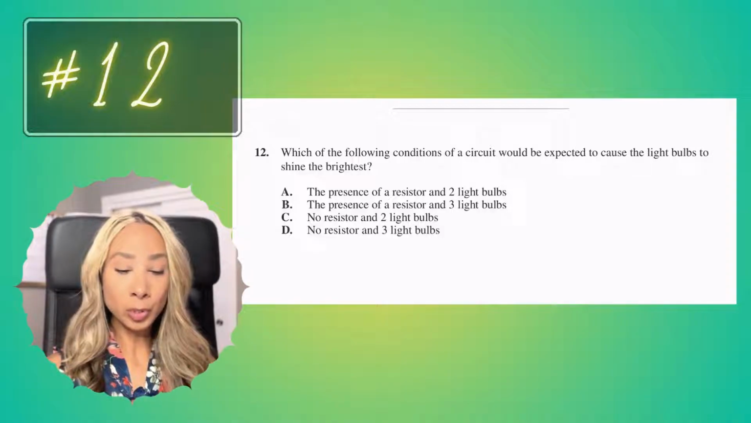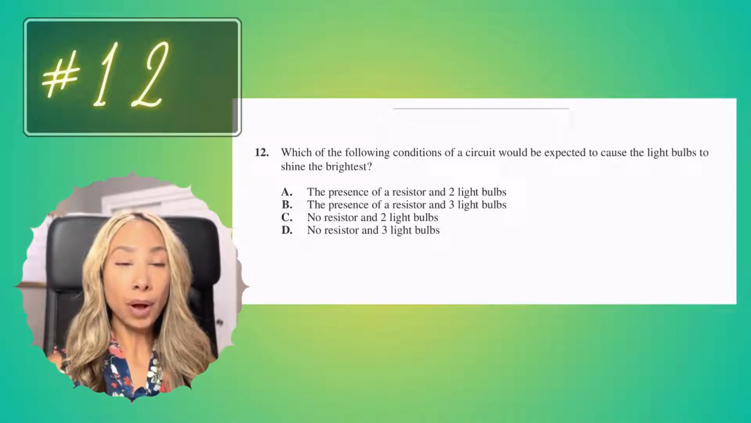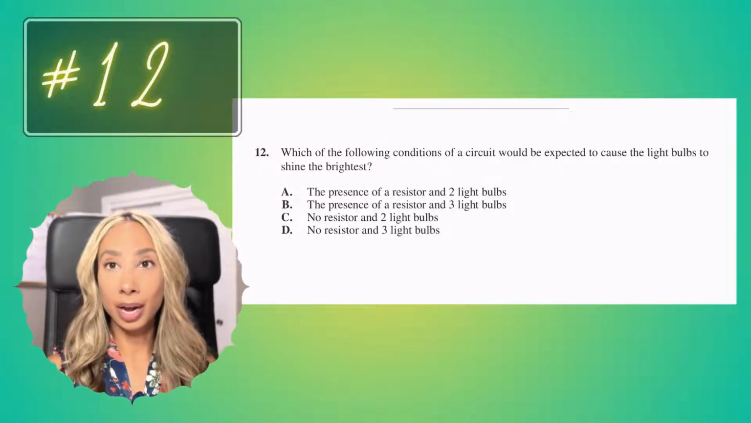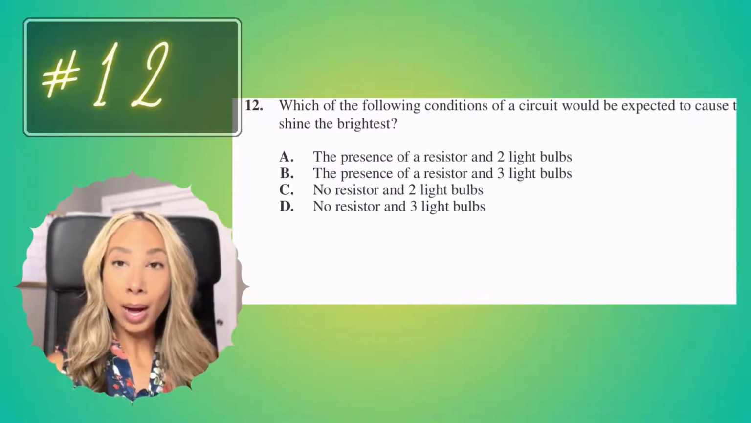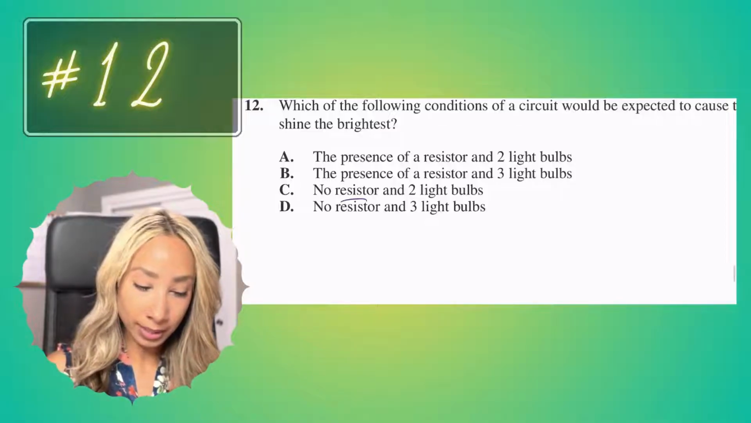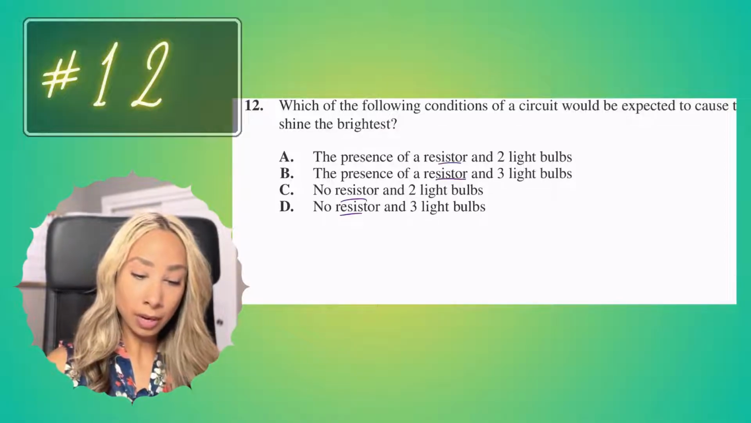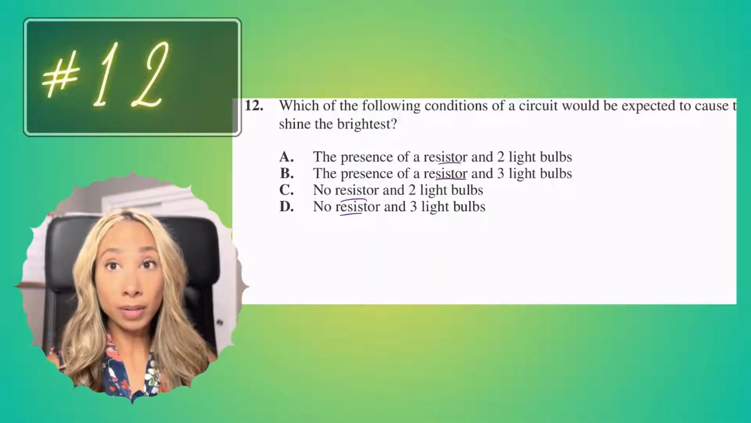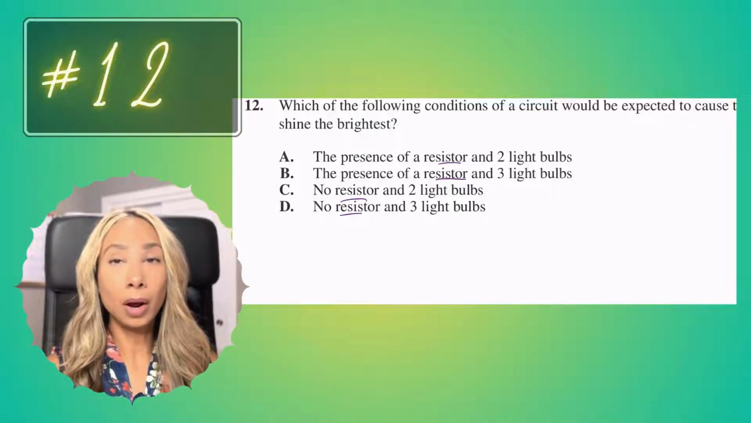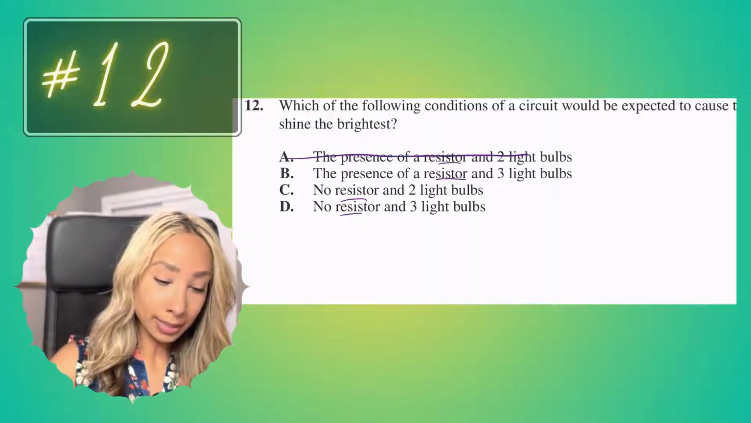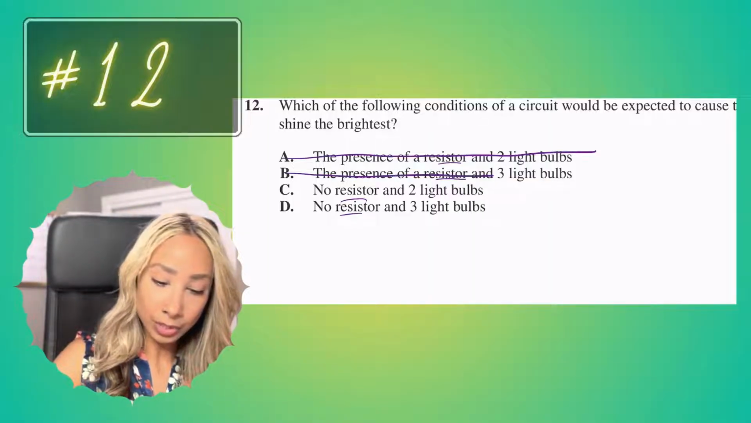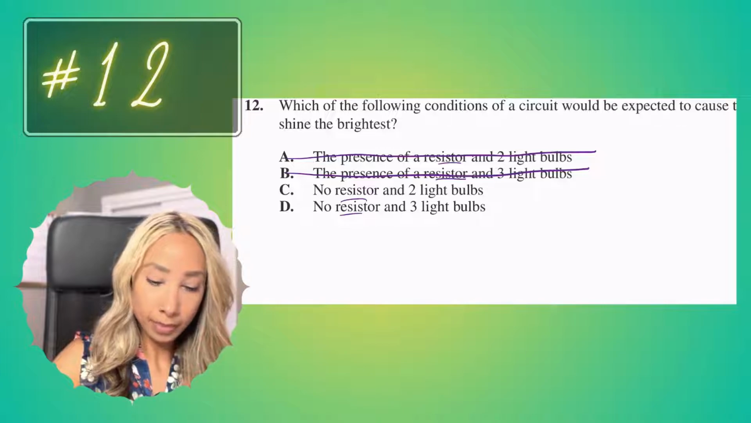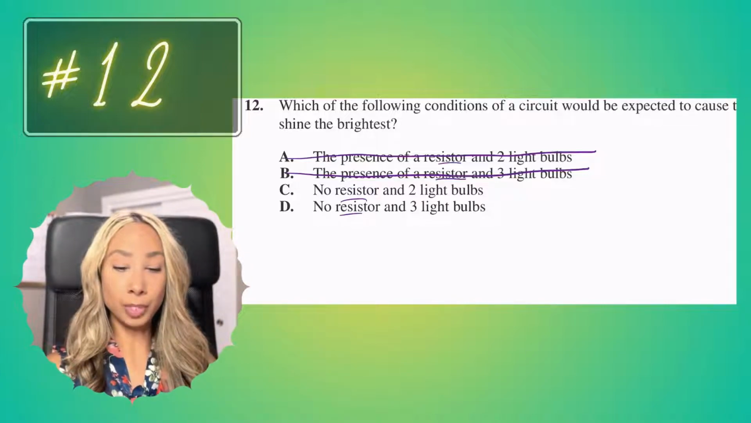Number 12. So number 12 wants to know which of the following conditions of a circuit would be expected to cause the light bulbs to shine brightest. So looking at our options here, one of the things I noticed is they do mention a resistor. So we know a resistor is going to slow down the flow of electrons. That means it's going to make our light bulb dim. So anything that says to have a resistor is not going to work. So then that leaves us with these two options.